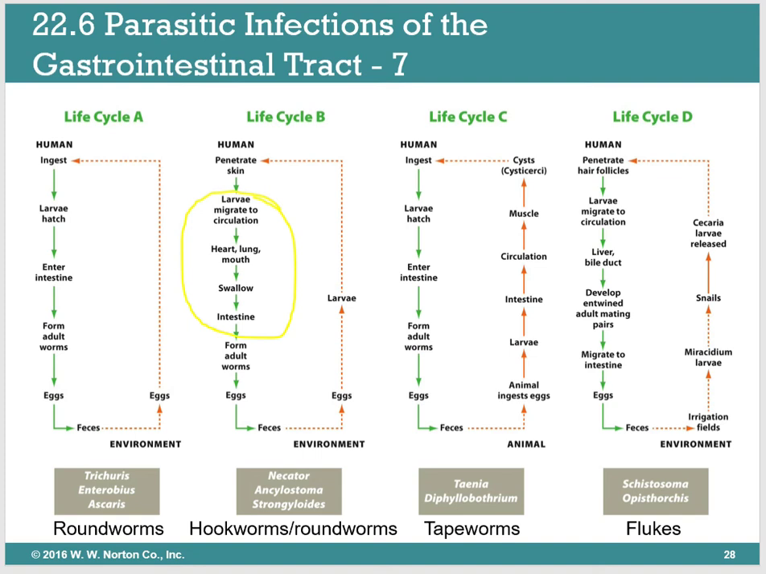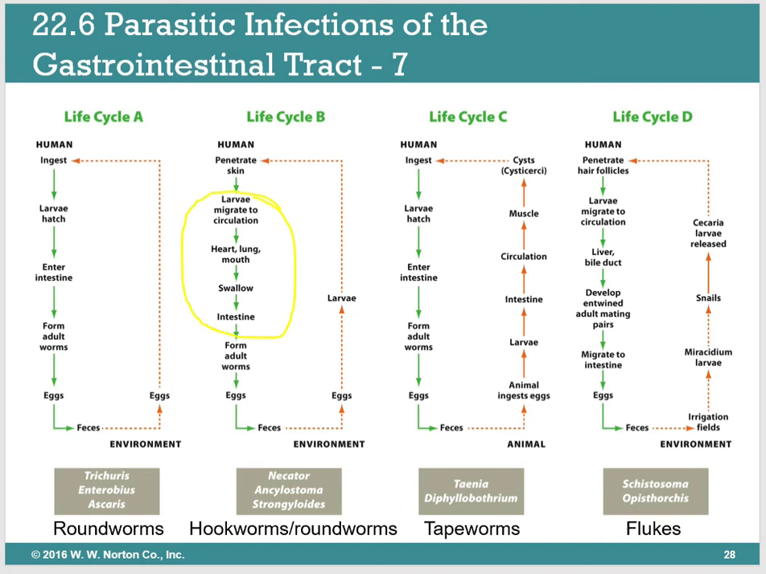So this is the life cycle of some worms. I'm not going to expect you to know these verbatim, but I do want you to know the idea. So the idea is that the human will ingest the worm, or somehow the parasite will penetrate the host, and then larva will happen. With larva being present, they will go to whatever area that they are destined for. So depending on which worm you have will determine where they go. Such as in roundworm, they go to the intestine. In hookworm and roundworm, they go to the heart, lung, and mouth. And then eventually they can go to the intestines. And then with tapeworm, they stay in the intestinal system. And then with flukes, they go to the liver primarily and the bile duct.